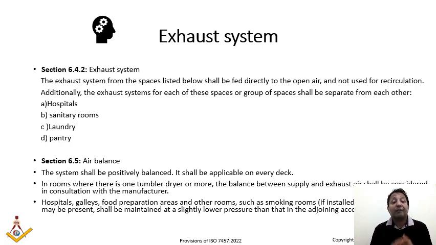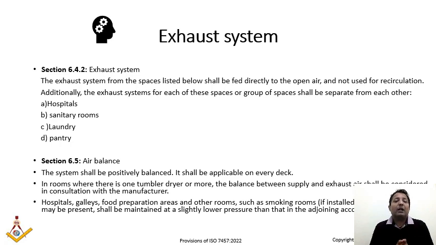Let's go to the next point. It is section 6.5, air balance. The system shall be positively balanced, and it should be applicable on every deck. It means that positive pressurization should be a part of the system, independent of the laundry, sanitary room and hospital, where you need to maintain negative pressurization. Apart from these rooms, you need to have positive pressurization. And in rooms where there is a tumbler dryer, the balance between supply and exhaust should be considered.